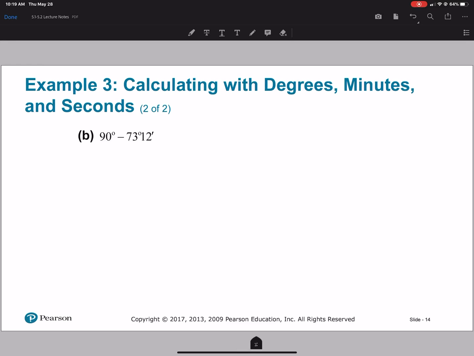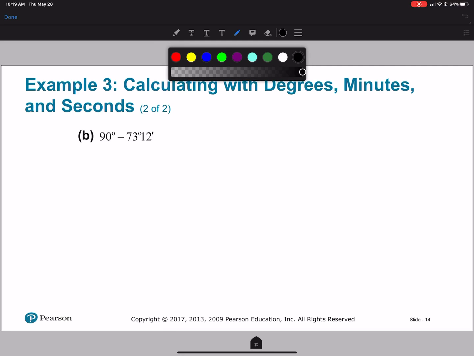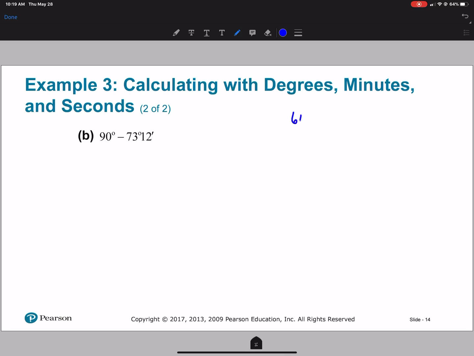All righty. Let's look at this one. So in this problem, we have 90 degrees minus 73 degrees and 12 minutes. Now, let's look at this. You're probably sitting like, okay, we got a whole degree. How can I work this? Now, since we know that 60 minutes is equal to 1 degree, we're going to manipulate it. So if I got 90 degrees, I can rewrite it as 89 degrees and 60 minutes.